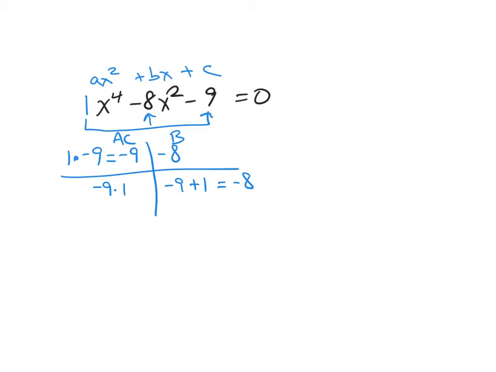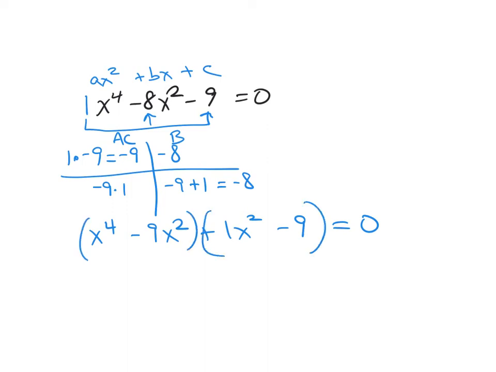Once you find those two numbers, you're going to rewrite that middle term into those. So I'm going to rewrite this as x to the fourth minus 9x squared plus 1x squared minus 9 equals 0. So then I'm going to factor these two together and these two together. These first two terms have an x squared in common. So x to the fourth divided by x squared is x squared, and -9x squared divided by x squared is -9.